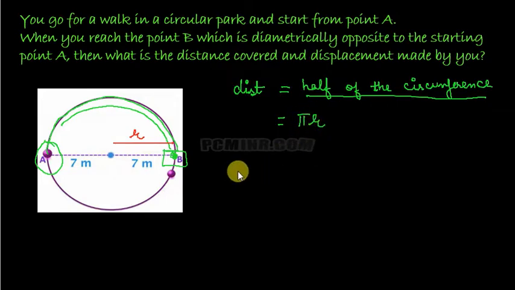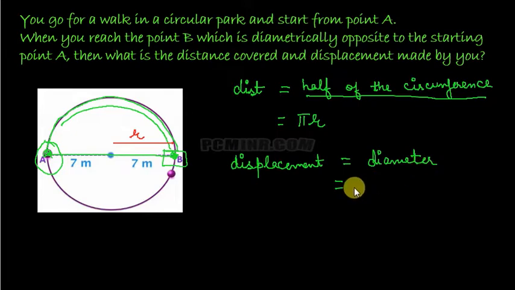But what is the displacement? Since the displacement is the shortest distance between the initial and the final positions, this is going to be the shortest distance, that is the diameter, and that is equal to twice the radius. So you see the distance covered in half of the circular park is pi r, but displacement is 2r. So there's so much of difference between the distance and displacement.